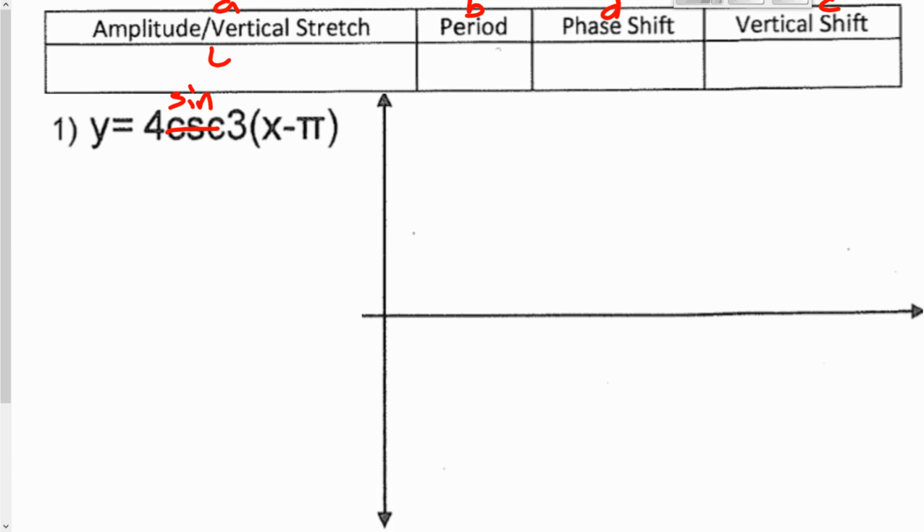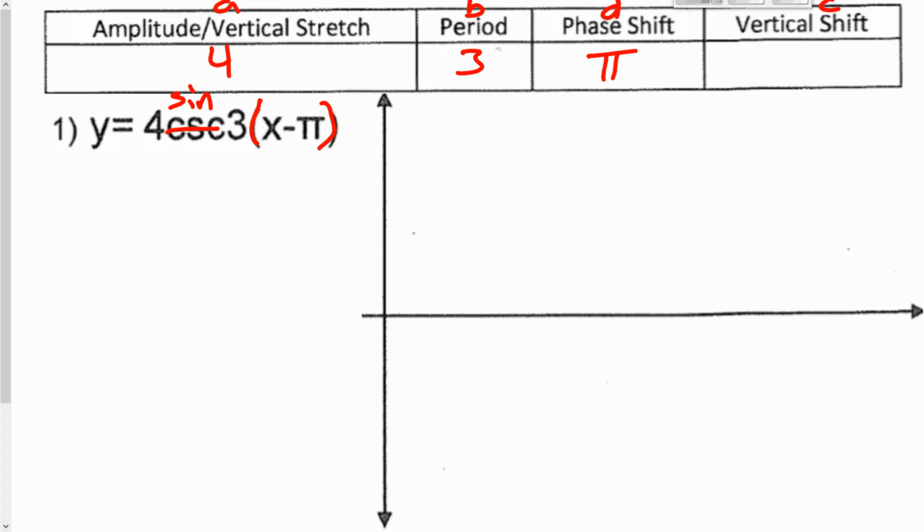So your A is 4, your B is easy, it's on the outside, right? What's being multiplied by X, but it needs to be on the outside of these parentheses. So that's 3. Your phase shift is what's being added to or subtracted from X, but it's always the opposite, just like on quadratics and absolute value and logarithms and all that. So it's a positive pi. And then your vertical shift is anything being added after you multiply, right?